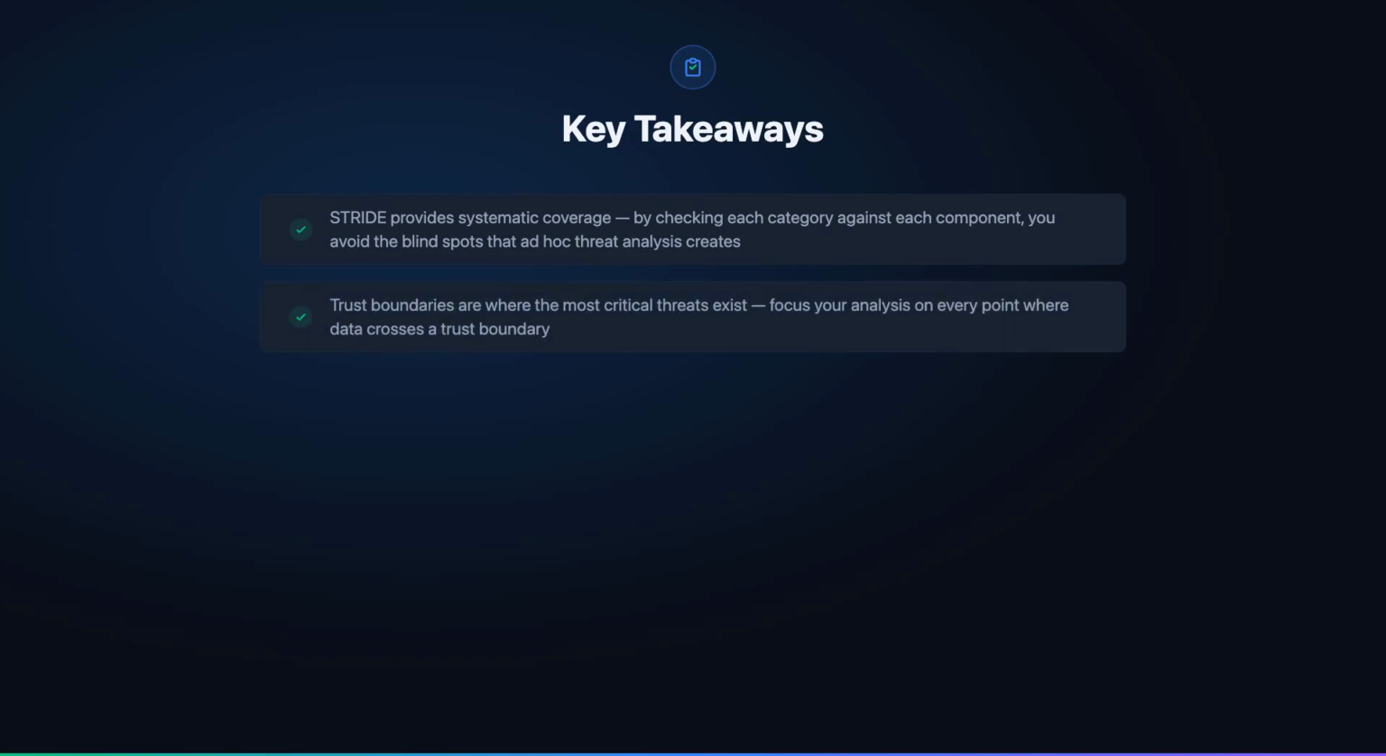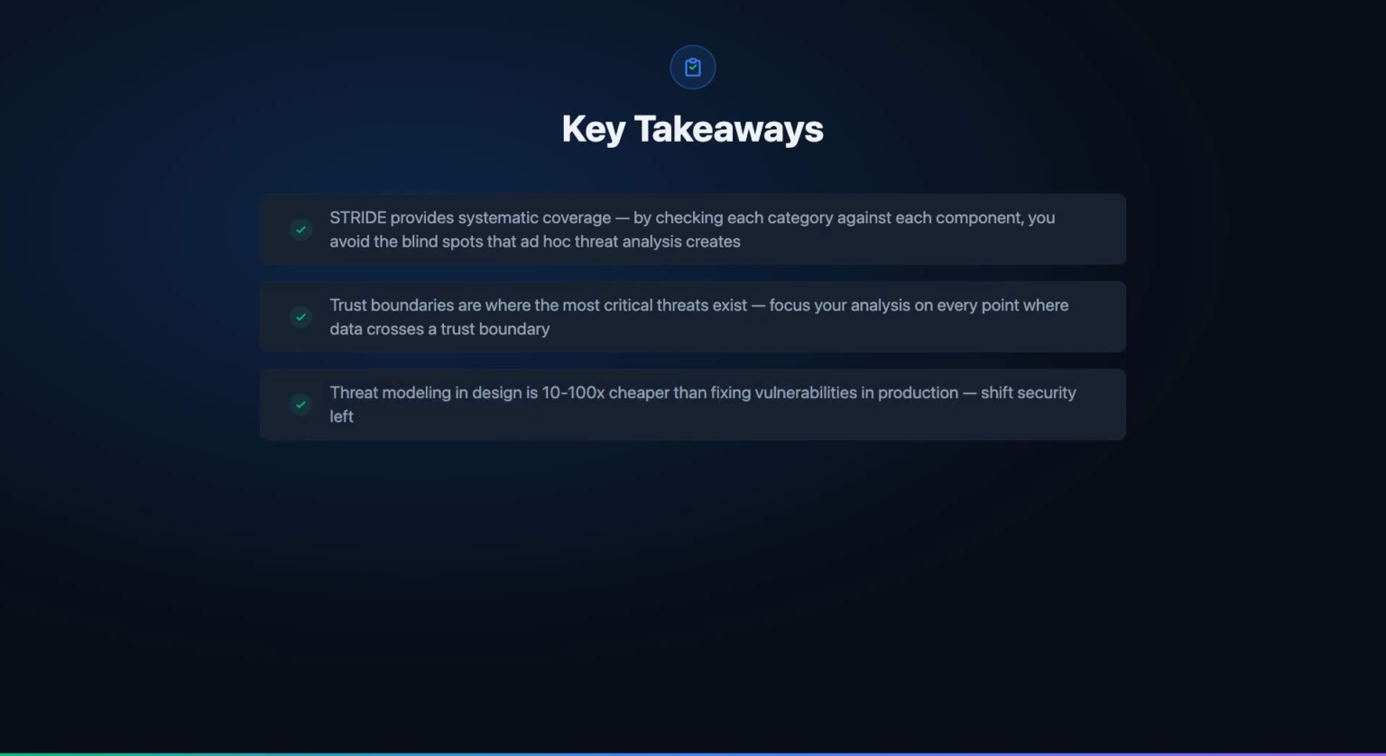Second, focus your analysis on trust boundaries. The transitions between different security contexts, internet to application, application to database, your system to a third-party service, are where the most critical and exploitable threats exist. Data crossing trust boundaries must be rigorously validated.